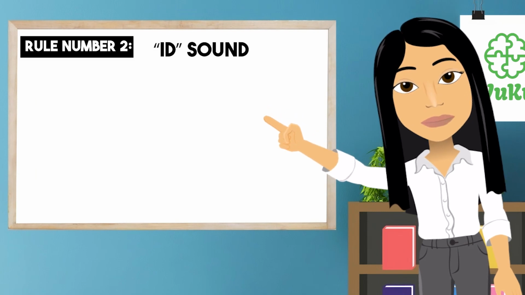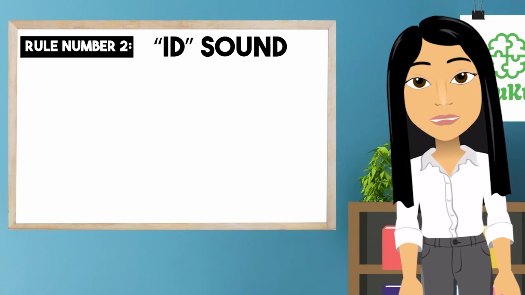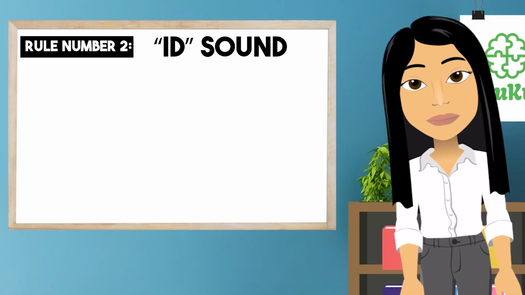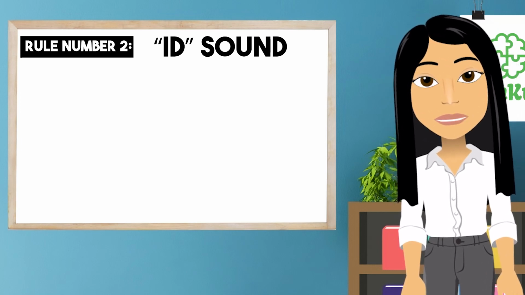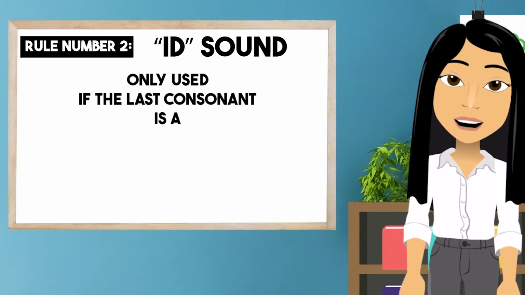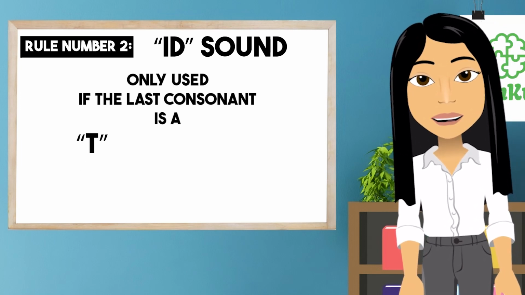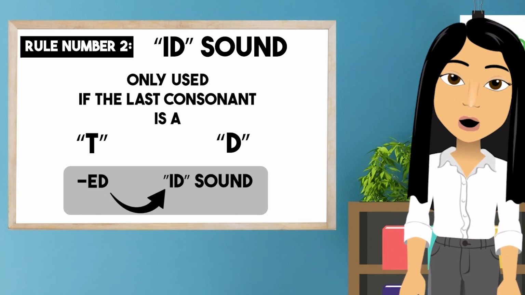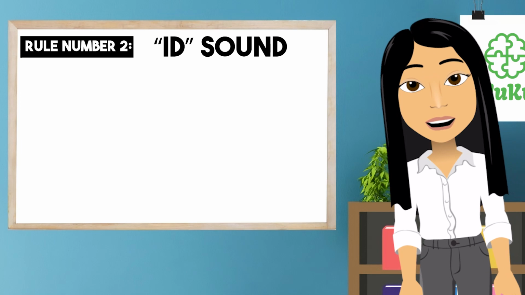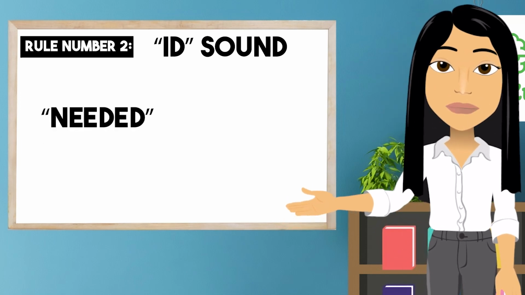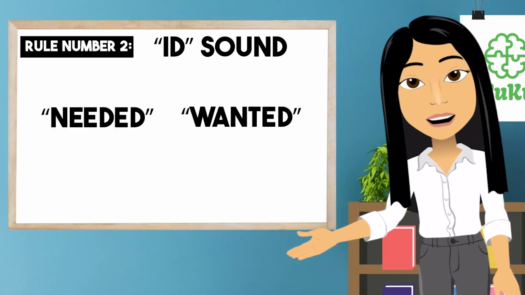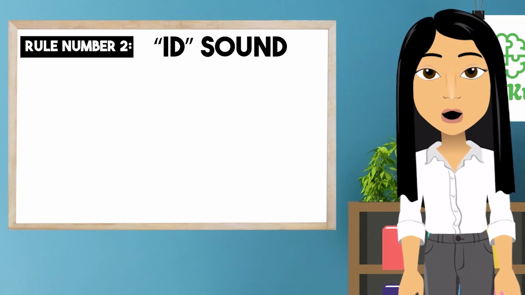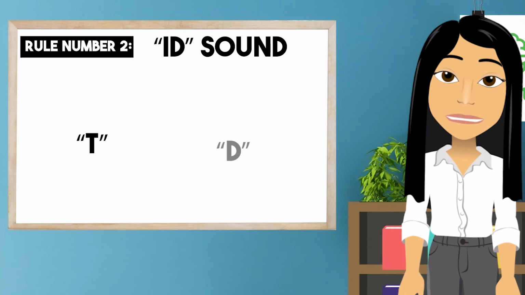Rule number 2, id sound. Moving on to the second rule of pronouncing the ed ending. The id sound that most students commonly want to use the most is actually only used if the last consonant is a T or a D. Then by adding an ed to the verb, you will make a sound like id. Examples of this would be verbs like needed, wanted, and decided. So remember, the only time that ed is ever going to sound like id is when the word that you start with ends in a T or D.